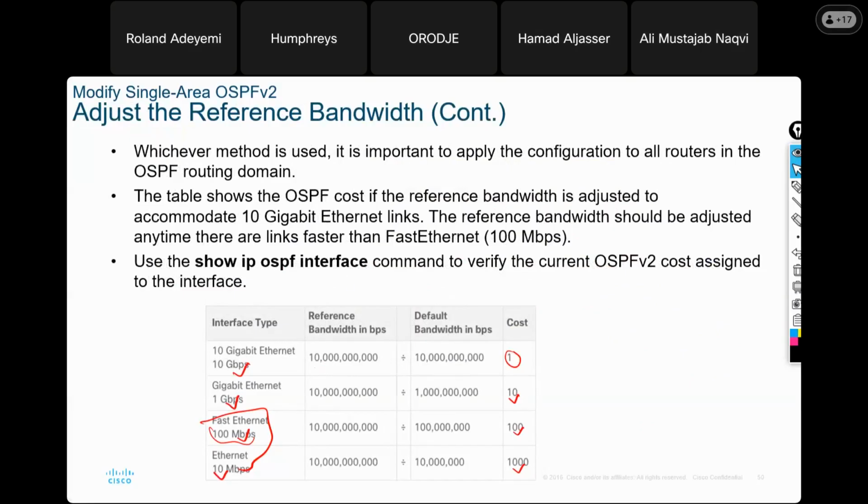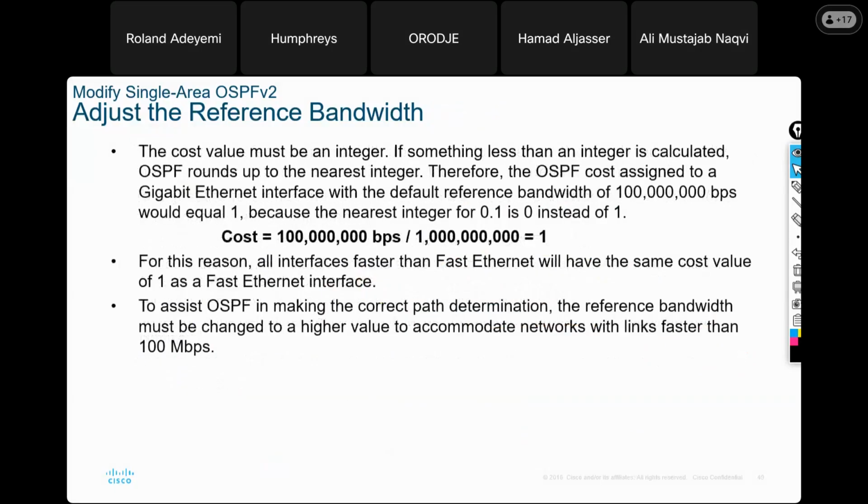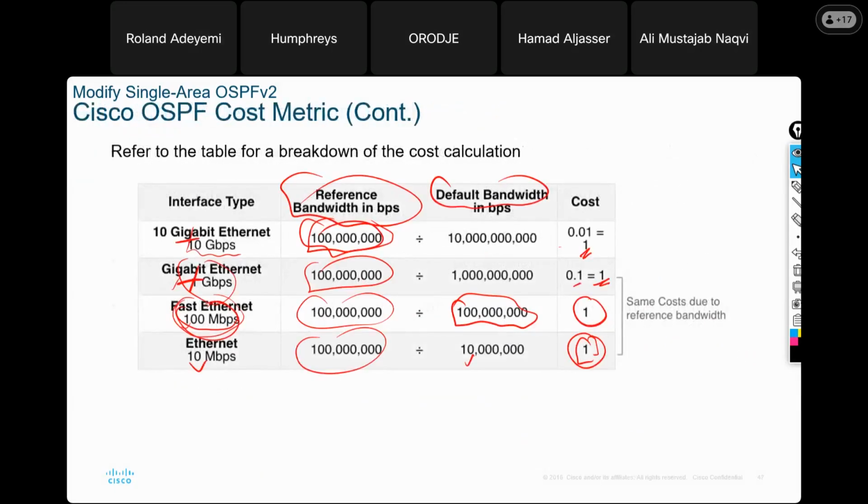The default is 100 million. So if you increase it to 1,000, that will take care of 1 gig speed. If you increase it to 10,000, that will take care of 10 gig speed. So the default is 100 million.